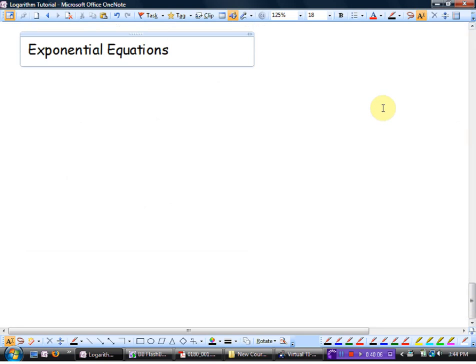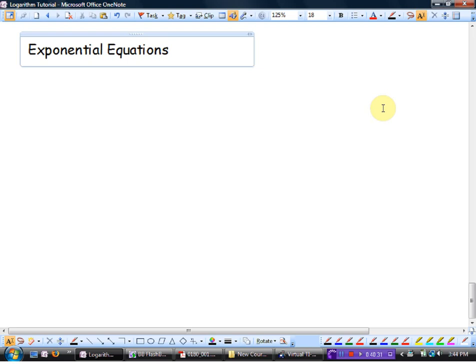Exponential equations were equations where the x was an exponent. There are two main types: the ones that I can ask you to do by hand with no calculator, hint, hint, nudge, nudge, and then the ones that you needed to use a calculator for.